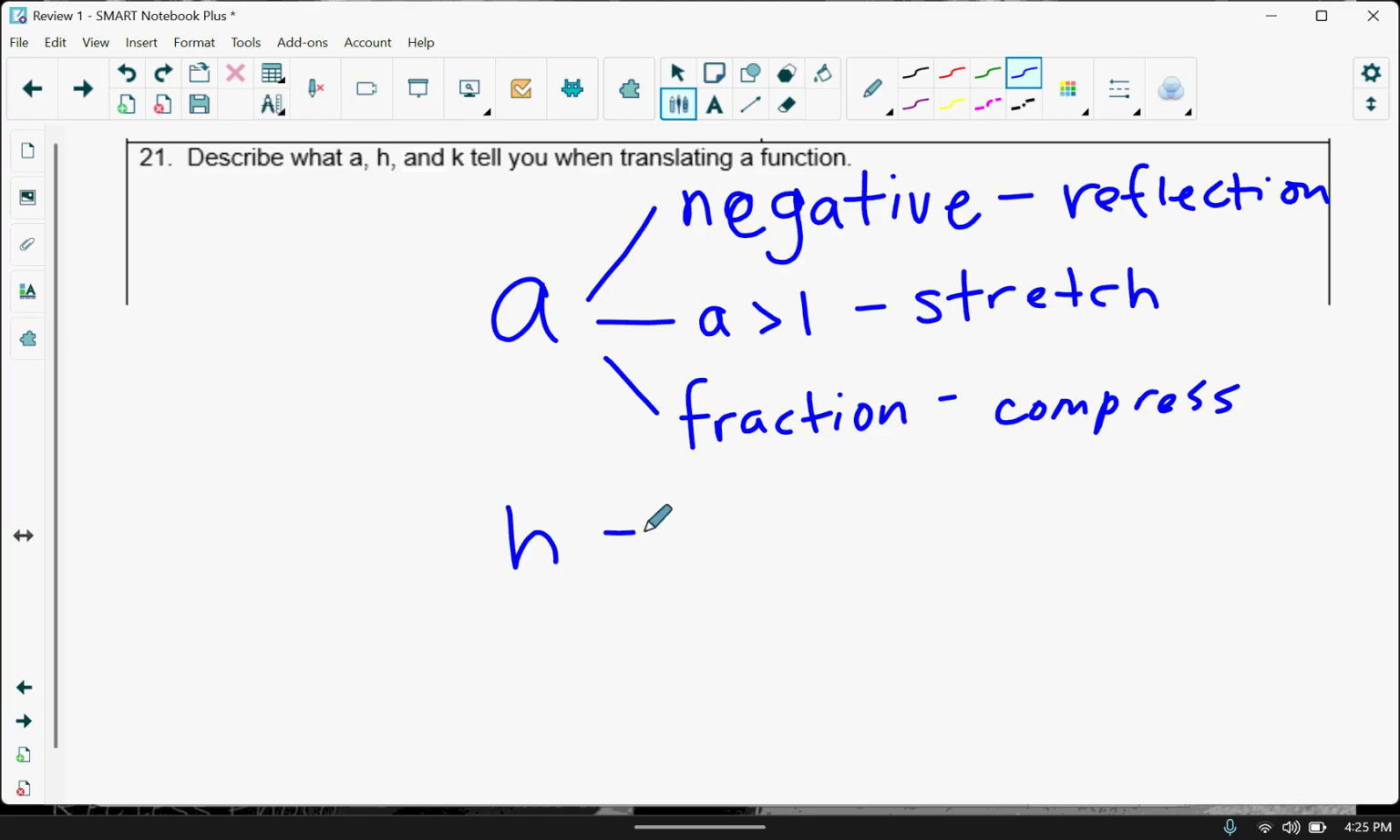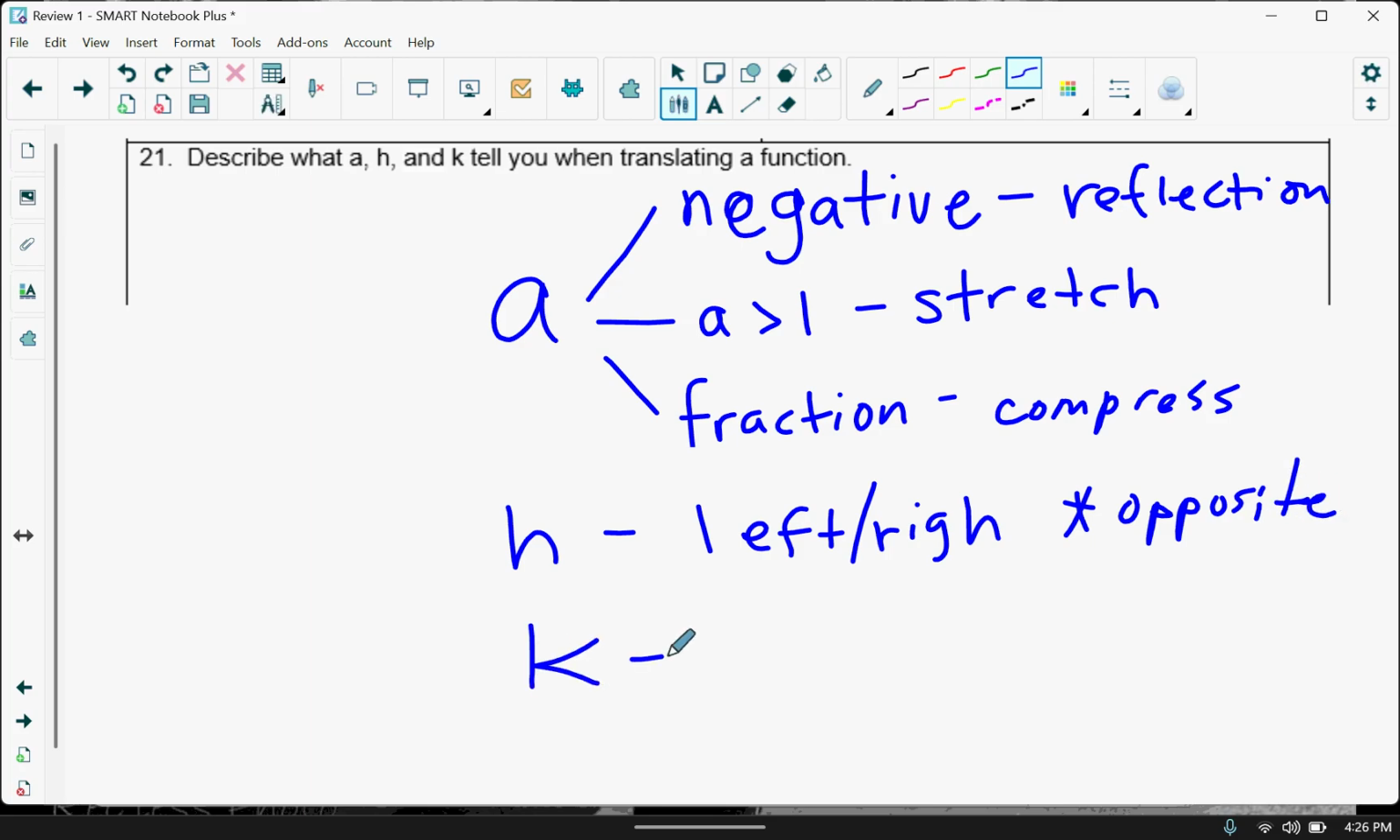H is responsible for your horizontal movement, so that tells you that it's left or right. But it's always in the opposite direction that it shows you. K is responsible for your vertical movement, so that's your up and down movement.